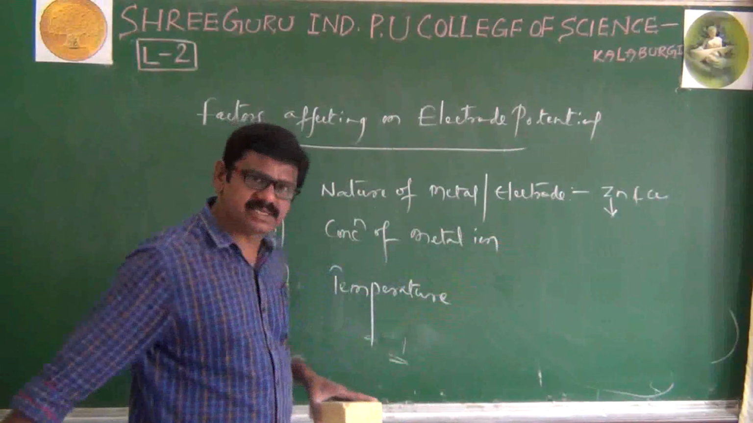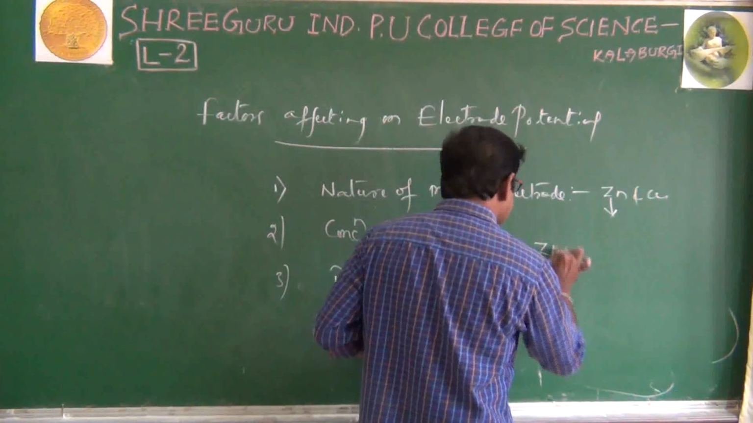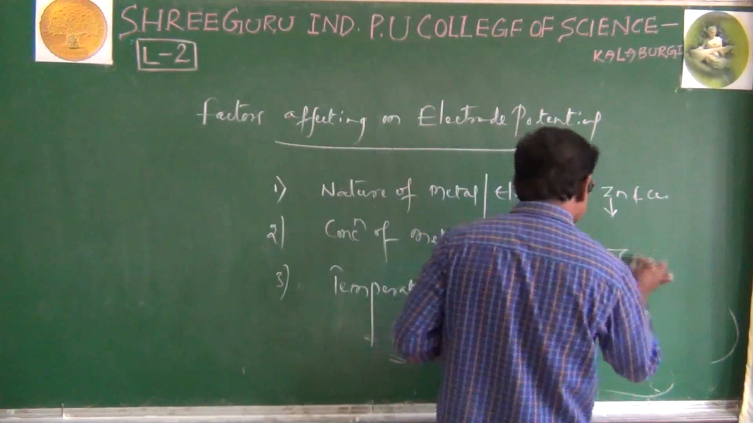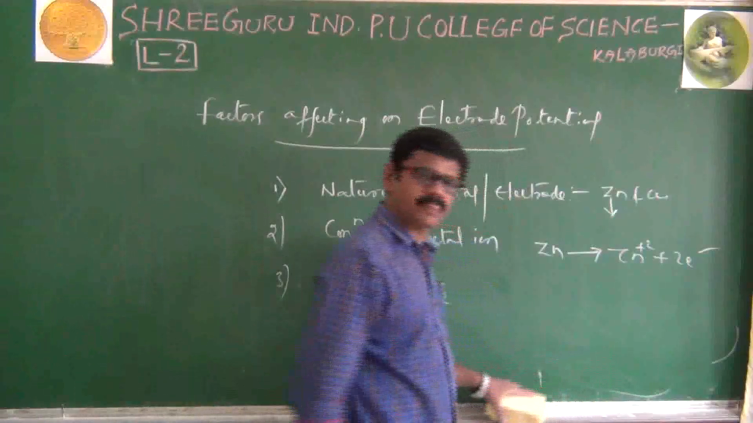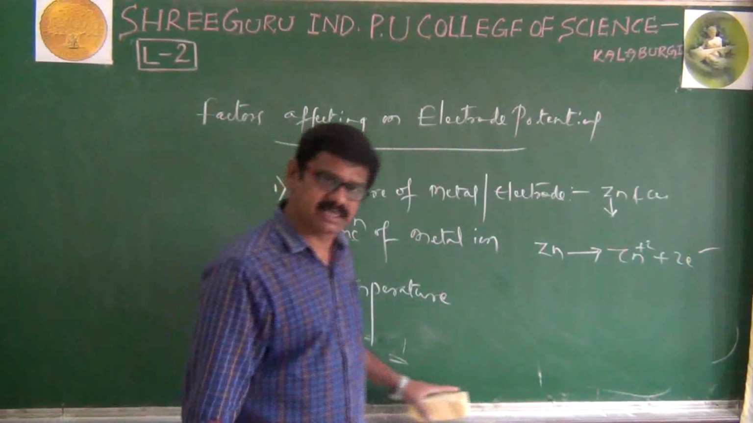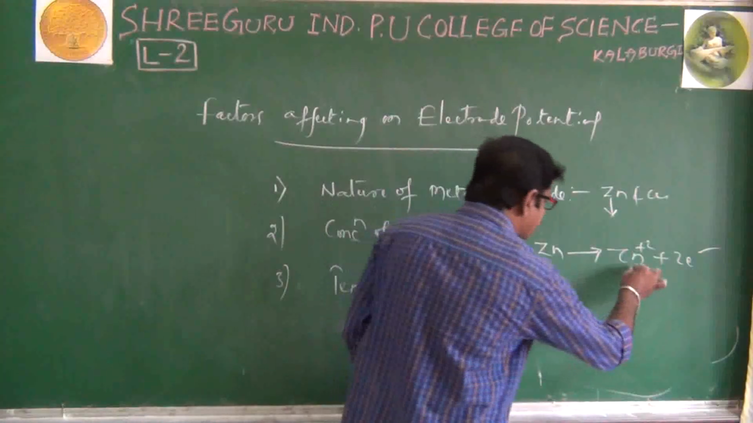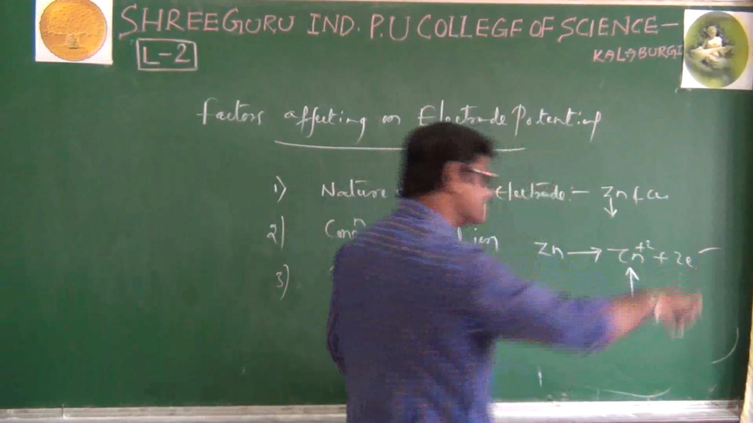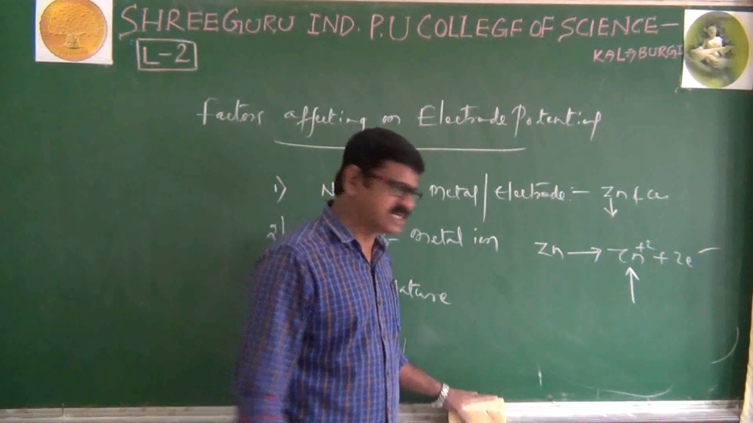The second one is concentration of metal ions. For this purpose, I will give you an example. Say zinc gives Zn2+ plus 2 electrons. One oxidation reaction has been given. Now, how does concentration affect electrode potential? Very simple. Suppose the concentration of Zn2+ has increased. If the concentration has increased, according to Le Chatelier's principle, what happens?